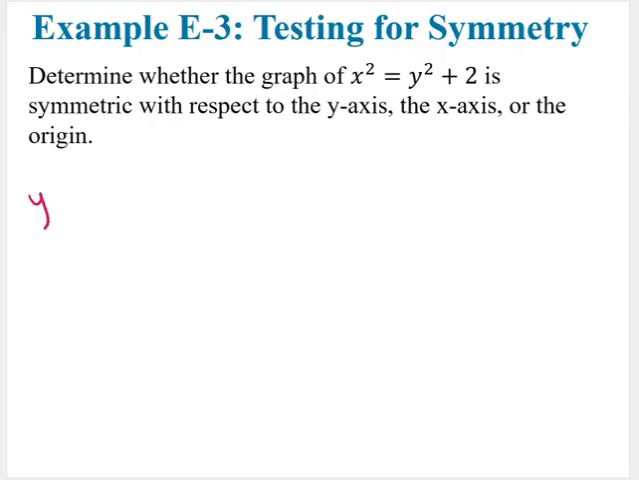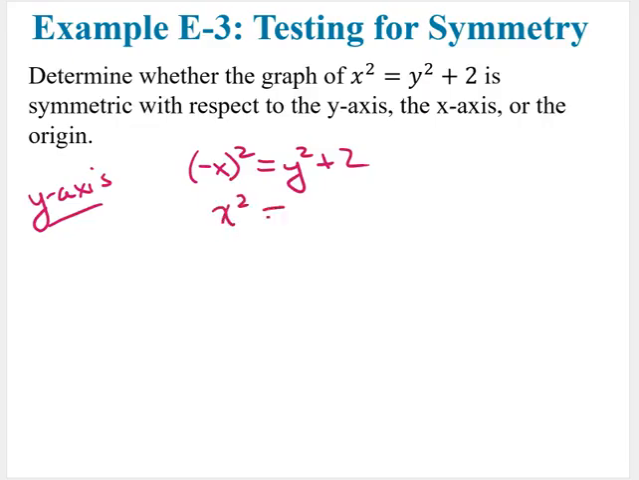So let's start with our y-axis. So again, y-axis, remember you're plugging in x is negative. So the x becomes negative, and the y we just leave alone. So notice when we square that negative x, it still comes back to positive. So that's good. This graph is going to have y-axis symmetry. So y-axis is a plus.